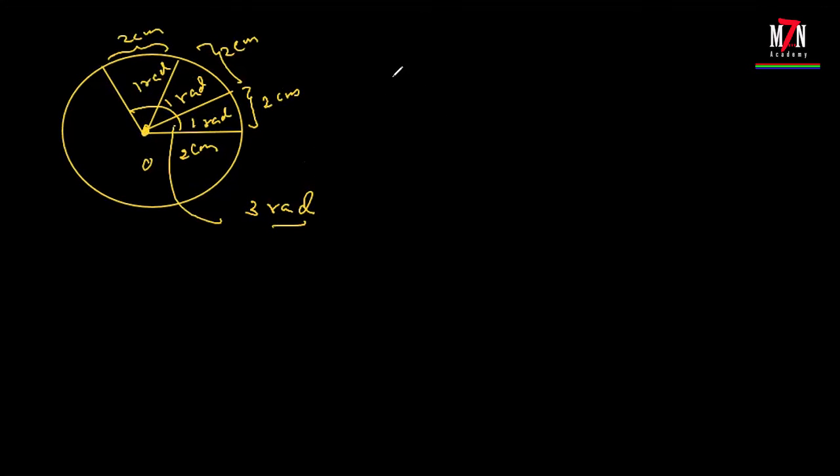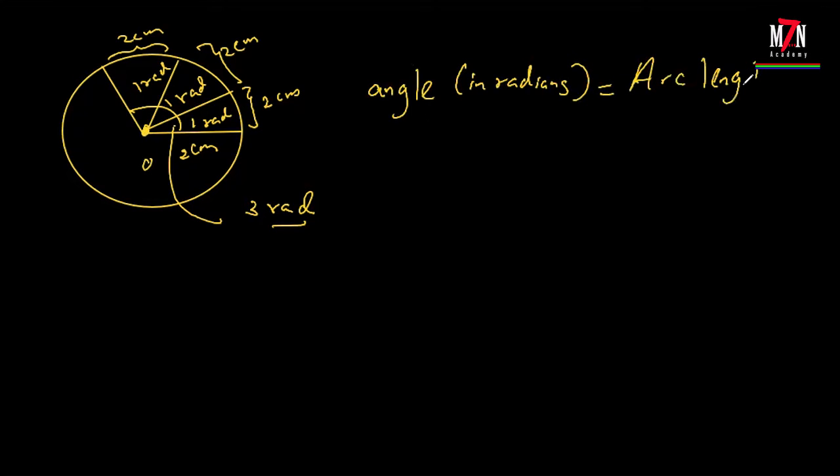So simply we can write the formula for an angle in radians: angle equals arc length divided by radius. Okay, that's it. Then let's discuss the relationship between degrees and radians.